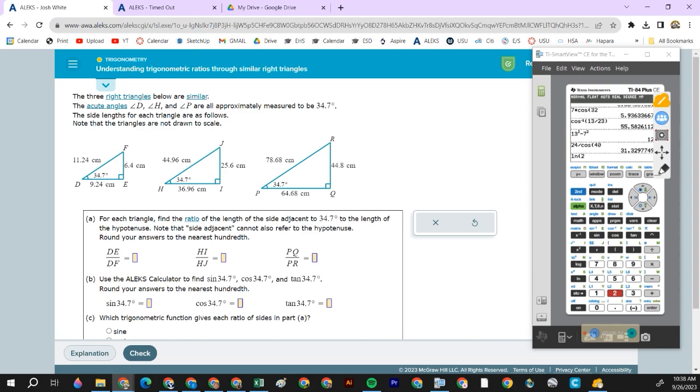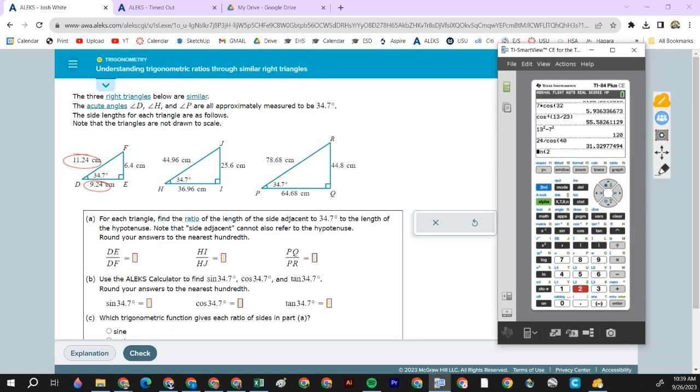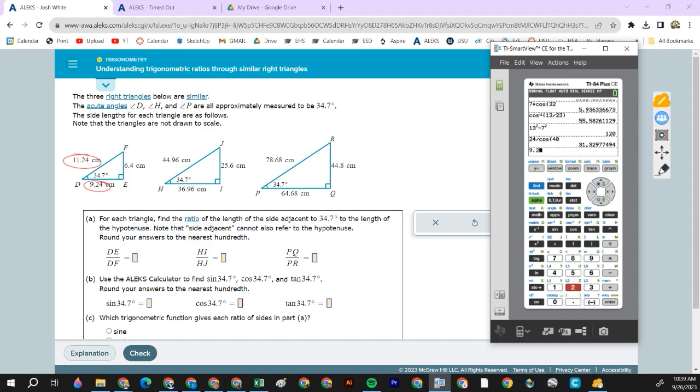The three triangles below are similar because they have the same angles. For each triangle, find the ratio of the length of the side adjacent to the length of the hypotenuse. So I want to know what is 9.24 divided by 11.24. I get 0.822.